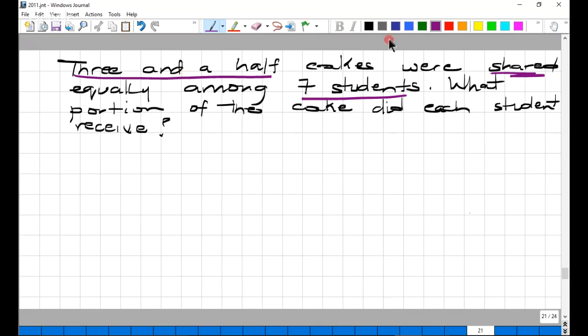So Walker? Fractional problem. Yes, but what type of fractional problem? Oh, division, sir. Division. All right, so tell me what I need to write out here now to solve this. Sir, 3.5 divided by 7. So what do I need to do now?